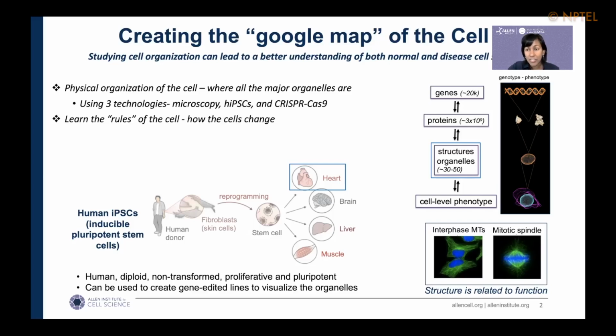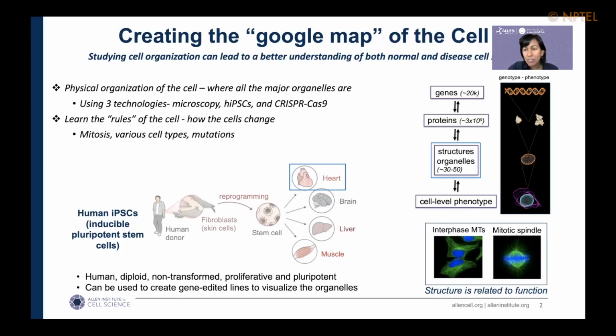So we are really interested in understanding the rules of the cell, how the cells know to organize themselves in a certain way, which is why we're interested in first mapping the cell, and then understanding how that changes when a cell goes from one cell type to another, like the hiPSC, the stem cell, to, let's say, a heart cell or a brain cell or a liver cell. If we can understand these rules, we are basically getting a better picture of fundamental cell biology, so that when the cell goes wrong in disease, we can start to understand why and how to treat it.